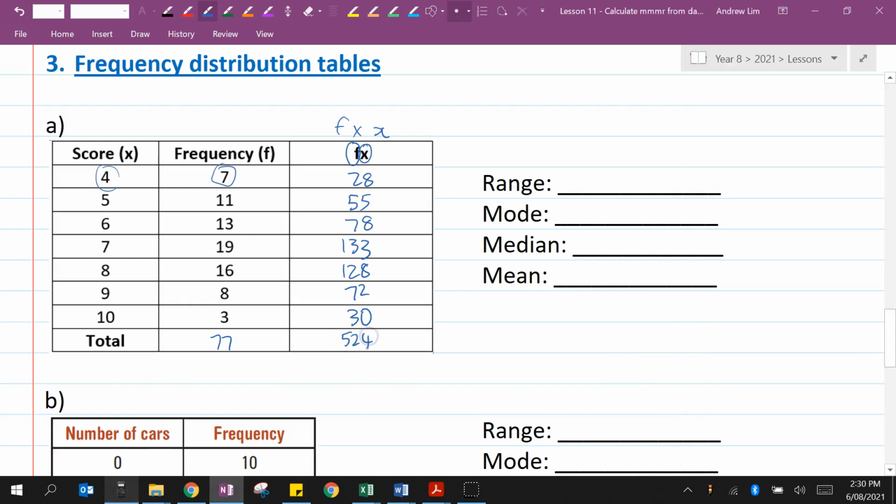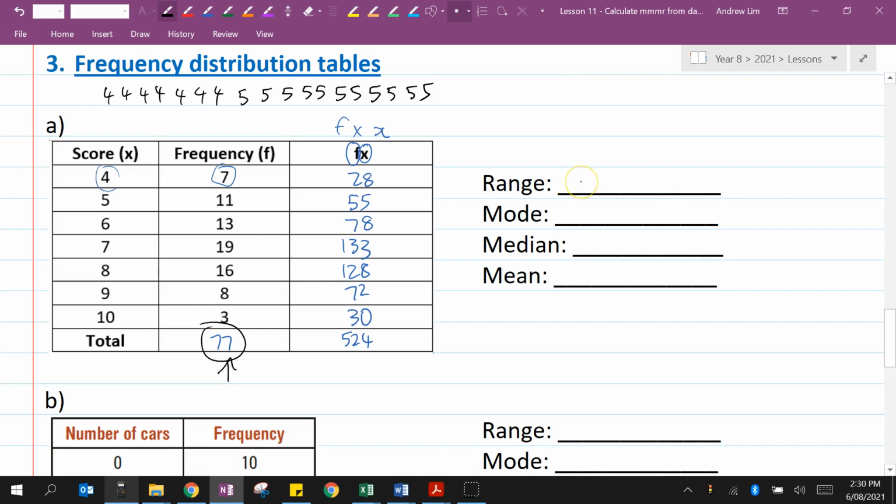Alright. You might be wondering, what's the point of this frequency distribution table? Well, let's just say, for example, we've got this example here in question A. I am not going to write 77 numbers. According to this, there are 77 numbers. There are 7 fours. It's like saying 1, 2, 3, 4, 5, 6, 7. And then there are 11 fives. And then I'm going to write all the 6s and then all the 7s. Altogether, I will write 77 different numbers, right? I'm not going to do that.